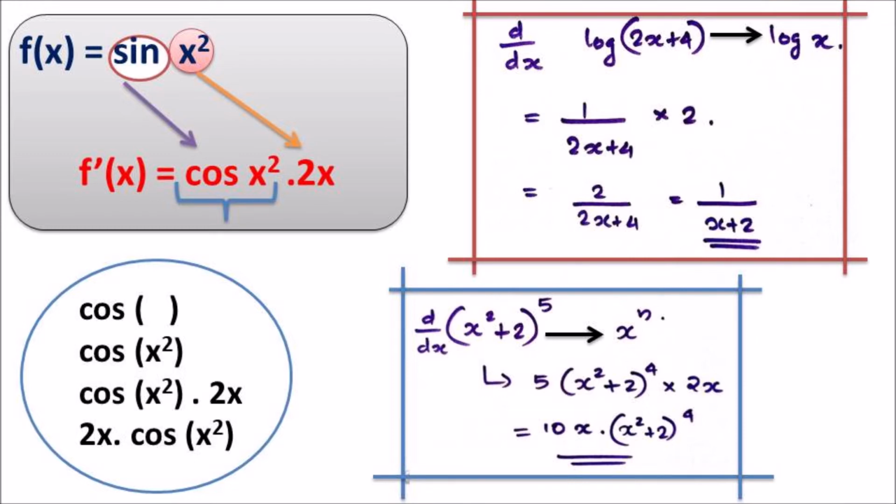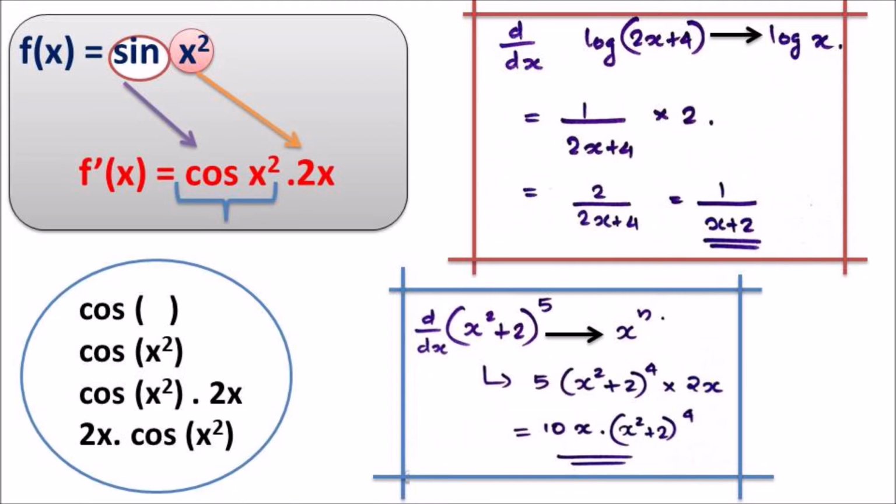Also, a function can be in the format x raised to n or log x. So the first thing we need to do is just identify the function type. As we said, here it is sin x square. We need to obtain f dash of x. To obtain f dash of x, consider that sin. If it was sin x, we know its derivative is cos x. So write cos and put brackets, and then write whatever is given in the question as the angle. So here it is x square, so write cos x square.